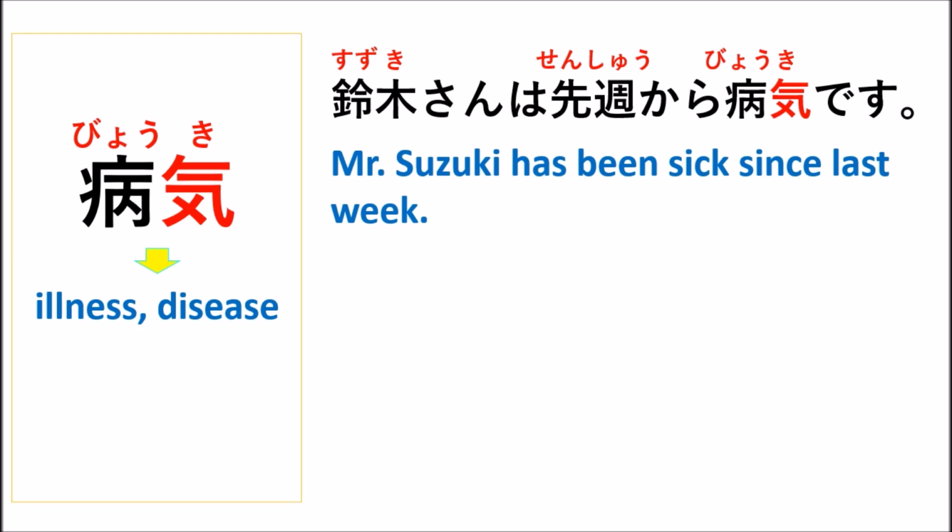先週 means last week. And から means from. So when we say 先週から, it means from last week or since last week. And 病気 means being sick or being hurt in your body. The 病気 is used generally; we don't specify that you hurt your feet, your hand, or what type of hurt you got. So this is how to use 病気. 病気 means illness or disease.